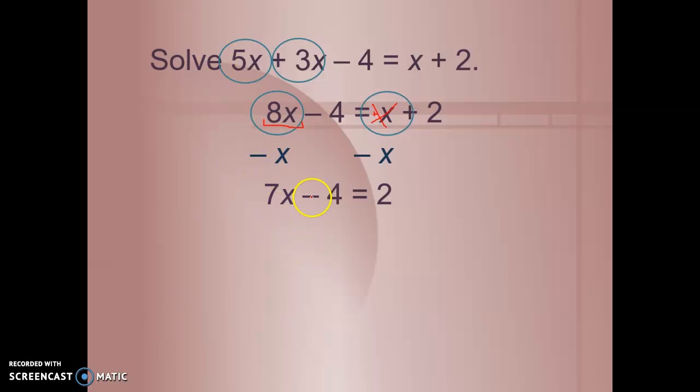But now I want to get the x by itself, so I need to remove this negative 4. The way that I remove a negative 4 is by adding 4. And whatever I do to one side, I have to do to the other. Remember that an equation is two expressions that are equal. In order for things to truly be equal, what I do to one, I have to do to the other.